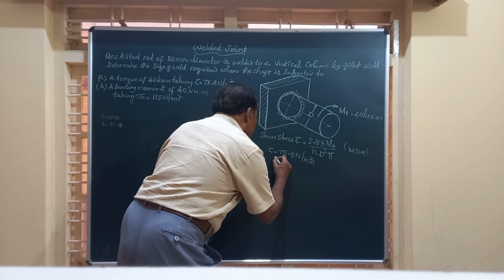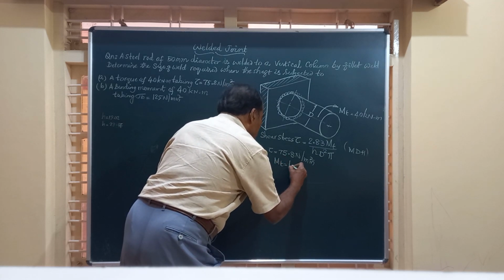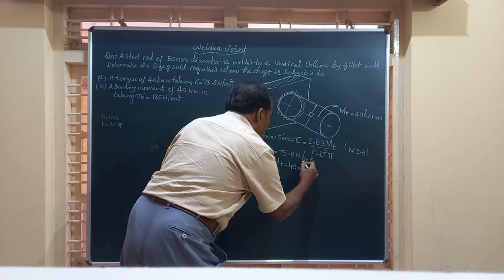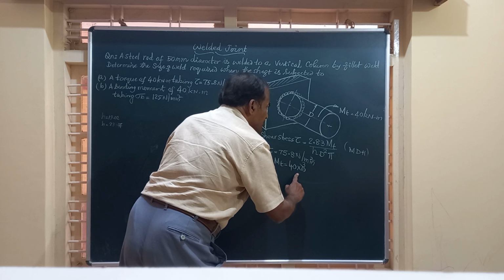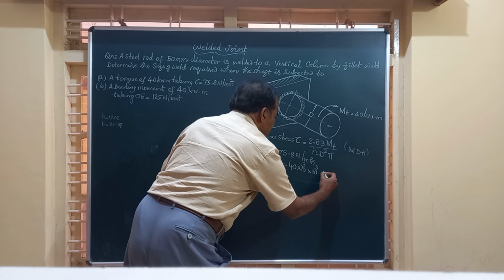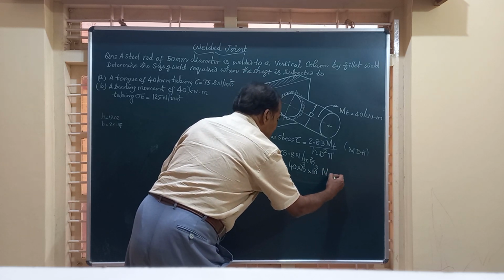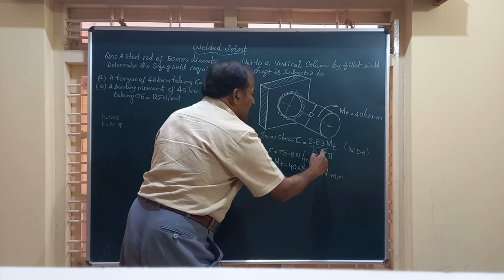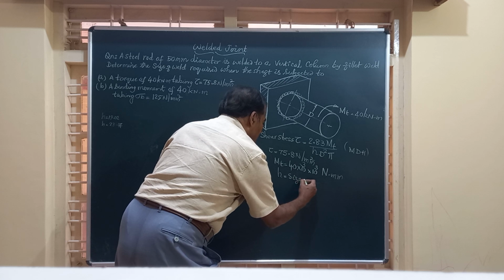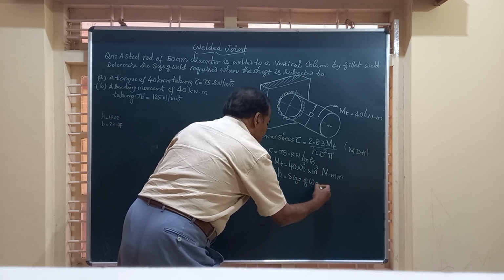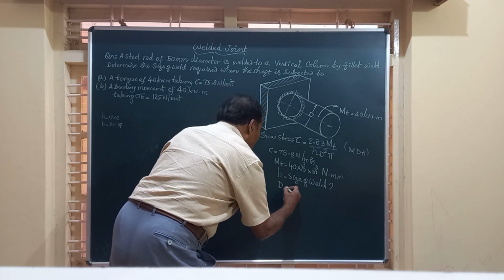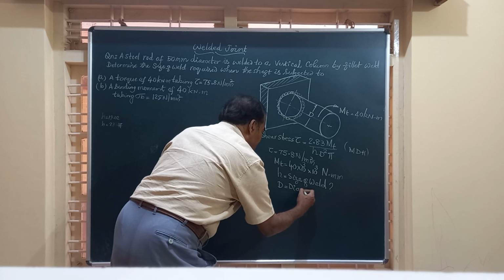Friends, you have this MT. The value of MT is 40 kilonewton meter, that is 40 into 10 to the power of 3, into 10 to the power of 3, so many kilonewton millimeter. And we have this h. h is the size of weld that is to be found out. And d is the diameter of the shaft, which is given as 50 millimeter.